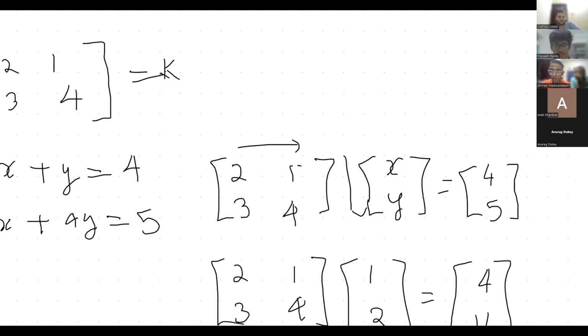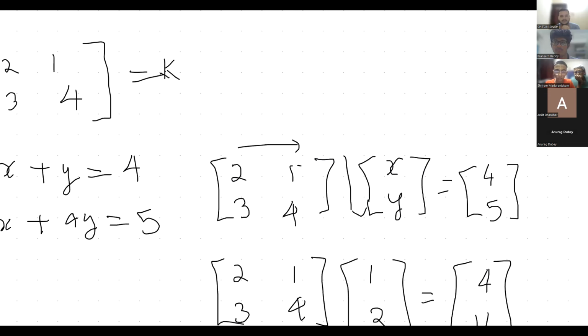So our output in this case would be 2 into 1 plus 1 into 2, that is 4, and 3 into 1, that is 3, plus 4 into 2, so 11. So 4 comma 11 is our output. So we have a matrix, we gave it an input, we got an output.